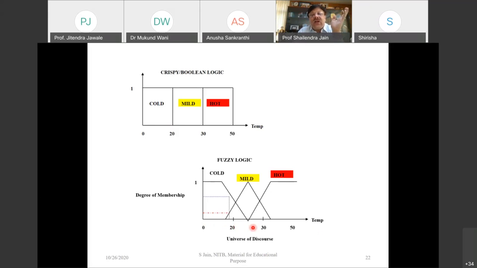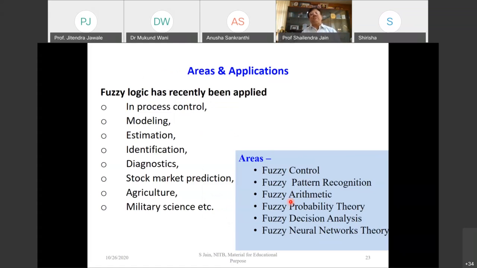On the x-axis, we will call it the universe of discourse. On the y-axis, we will call it the degree of membership, that is 0 to 1 per unit or 0 to 100%. Whereas the x-axis is the parameter, say temperature, that is in degrees. If it is distance, we may consider meters or kilometers or whatever it may be. And these variations of the parameter, water can be cold, mild and hot, are called membership functions.